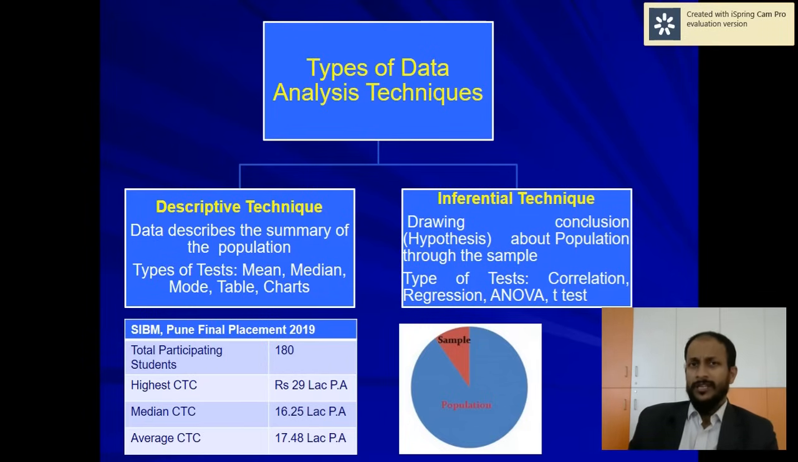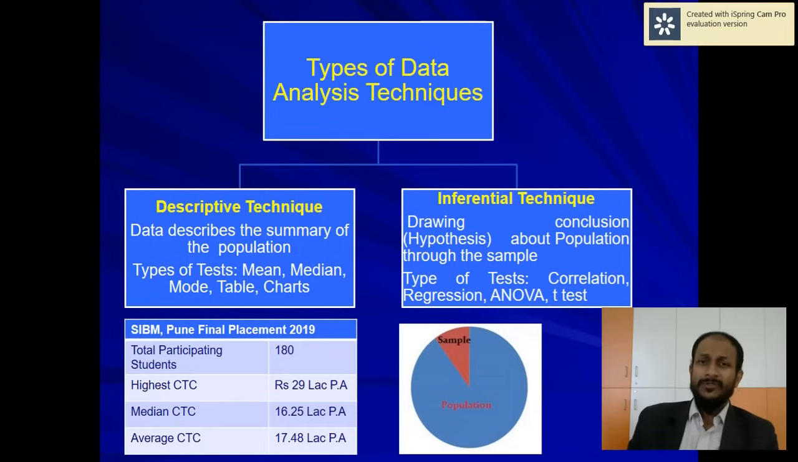In today's session, we are going to cover an important topic in research called type of data analysis technique. Broadly, we can classify the data analysis technique into two categories. One is descriptive techniques and another one is inferential techniques. These both come under the category of two different types of statistical techniques that are predominantly used. Let us discuss it one by one.